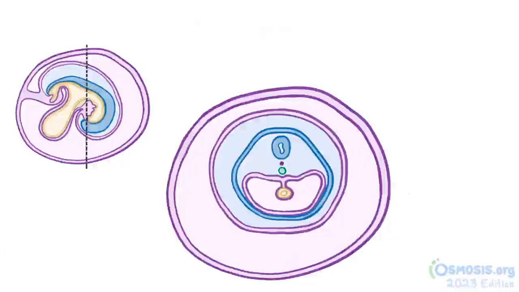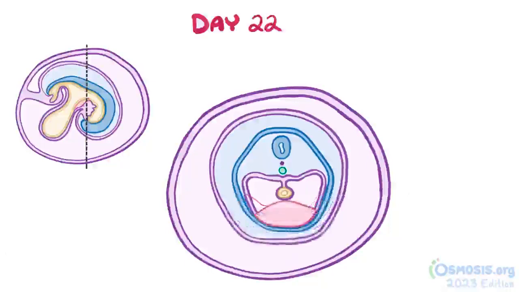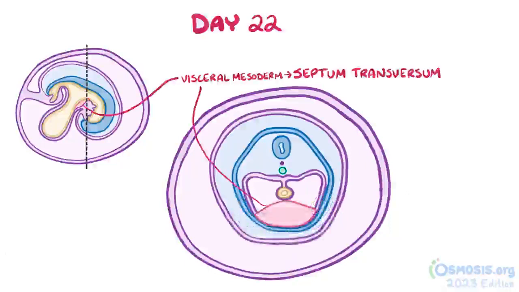Of course, the body doesn't have one continuous cavity. Around day 22, a thick plate of visceral mesoderm called the septum transversum forms just cranial to the vitelline duct, and it starts to divide the thoracic cavity and abdominal cavity.